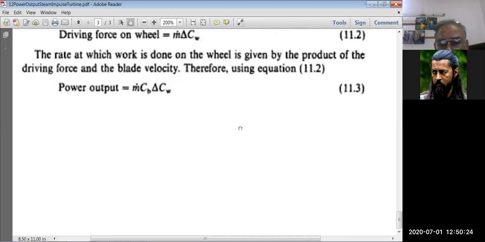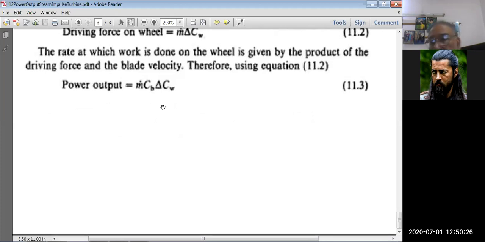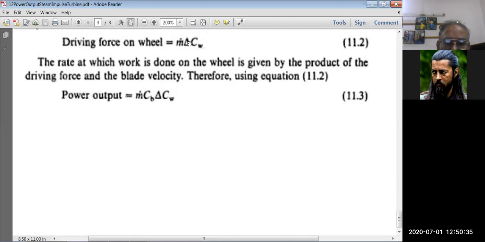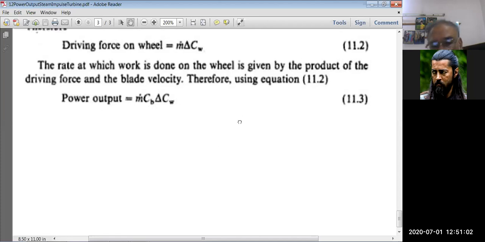Now force into distance is the work, and force into distance divided by time is the power. This was m dot delta CW, this was the force. This force is multiplied by CB. CB is again velocity, and velocity is distance divided by time. So that is why we have the formula of power. In m dot delta CW we have force, and in C we have distance and also time. So this is actually the power output of the steam turbine.